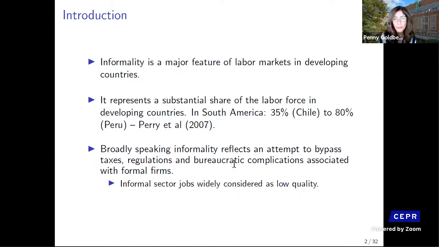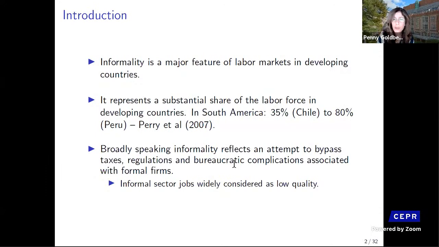So the point of departure for this work is the observation that informality is a major feature of labor markets in developing countries. To give you an idea, in Latin America, the fraction of the labor force that's informal ranges between 35% in Chile to 80% in Peru. In Brazil, which is the country that this paper focuses on, it's about 50%.